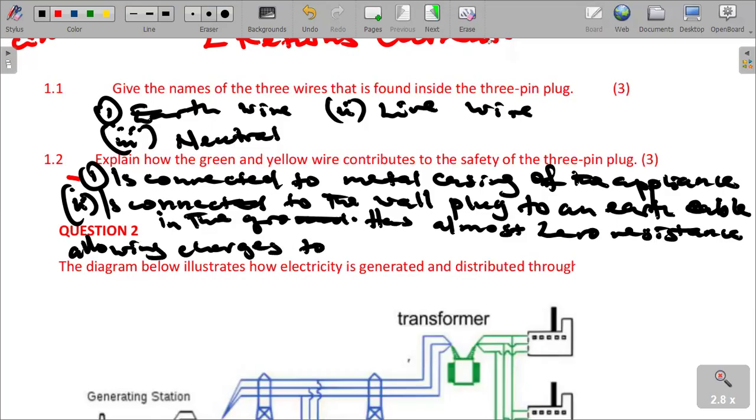allowing charges to be safely discharged to ground. So that is how people cannot be electrocuted. The earth wire is connected to the metal casing of the appliance, which also connects it through the wall to the earth cable in the ground, and it has almost zero resistance, allowing the discharge to be safely discharged to the ground, hence protecting the users of the appliances.